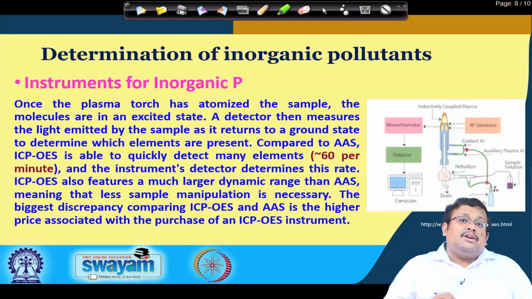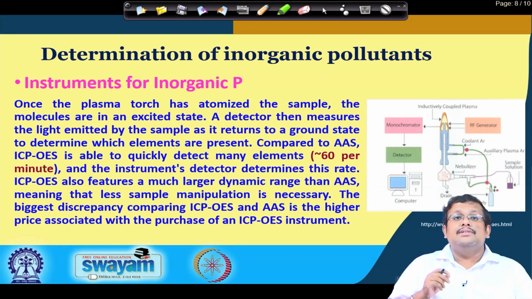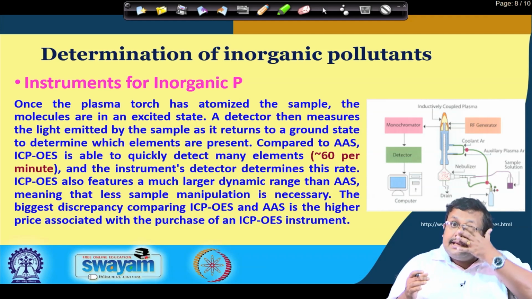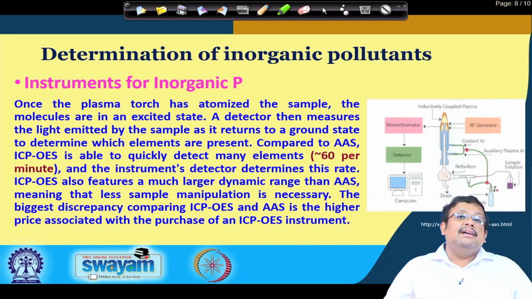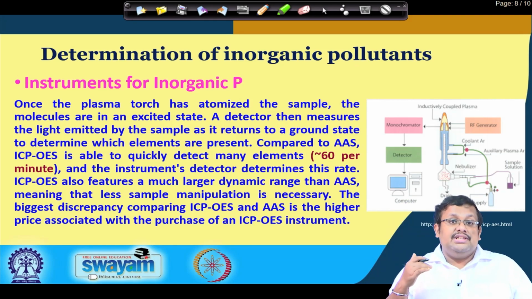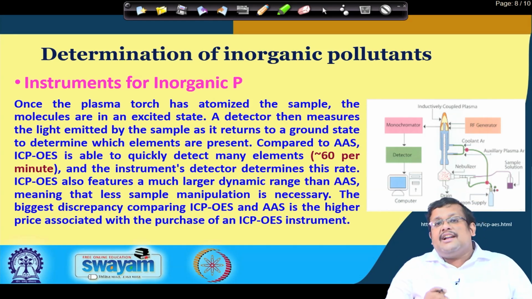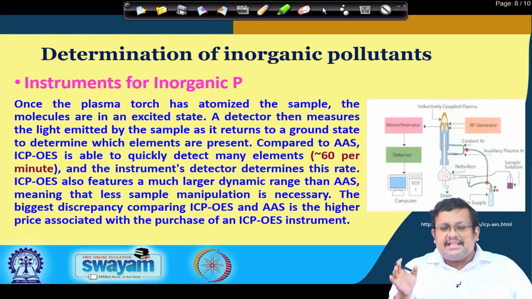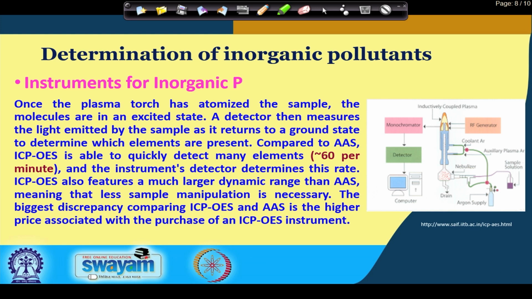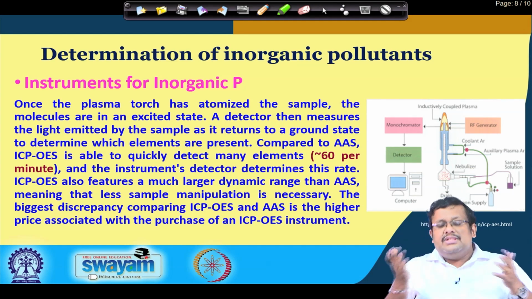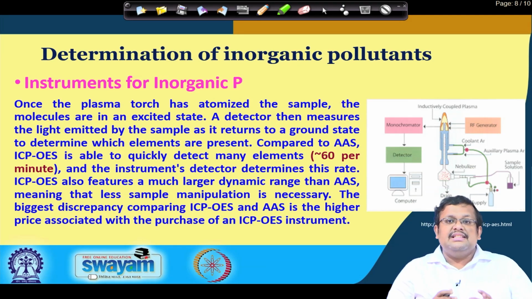Now, once this plasma torch has atomized the samples, the molecules are in excited states, and a detector then measures the light emitted by the sample as it returns to ground state to determine which elements are present. Now, compared to atomic absorption spectrometry, we will discuss this technique later on. We generally use these two names, ICP OES and ICP AES, very interchangeably: ICP atomic emission spectrometry or ICP optical emission spectrometry.